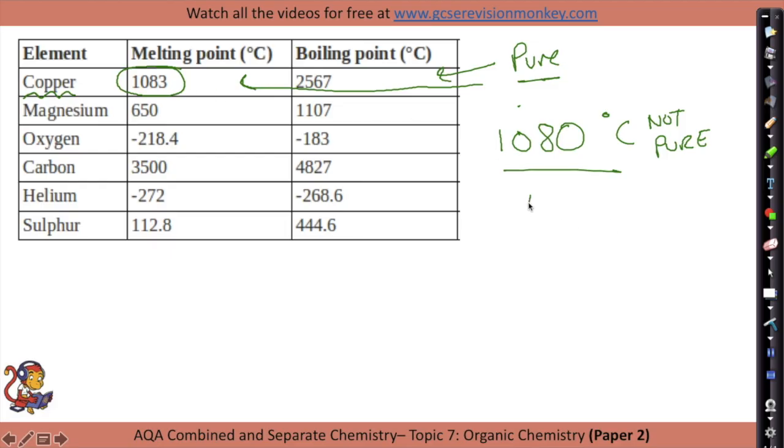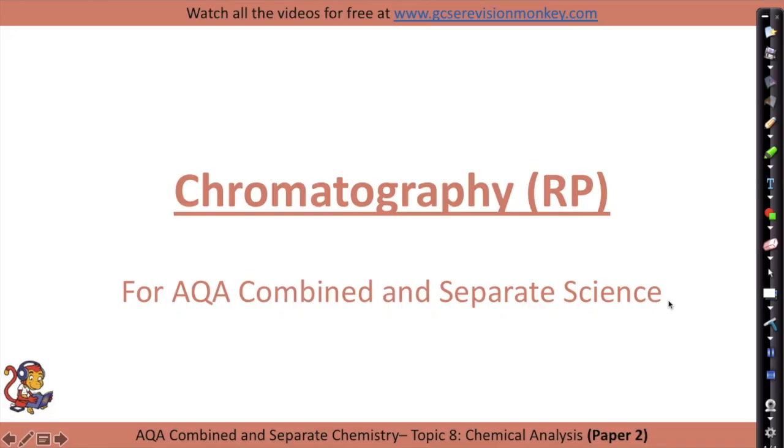So this could mean that it has some impurities in it, such as maybe a bit of sulfur or another element in there which is affecting the melting point. So you need to be able to understand these tables and understand data on melting and boiling points to determine the most pure substance. Next, we're going to look at chromatography, which is an important required practical.